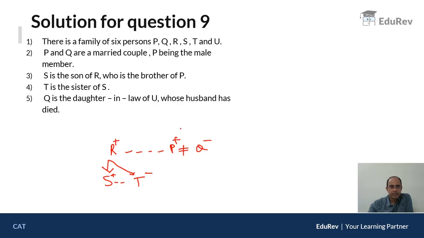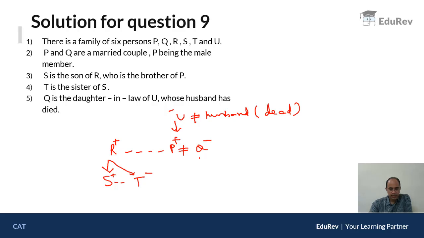Now, the fifth statement says Q is the daughter-in-law of U. That means U is here and P is the son of U. Therefore, Q becomes the daughter-in-law. And U's husband, that means she's a female and her husband has died. So her husband is dead. Fine, this is the family tree that we made.